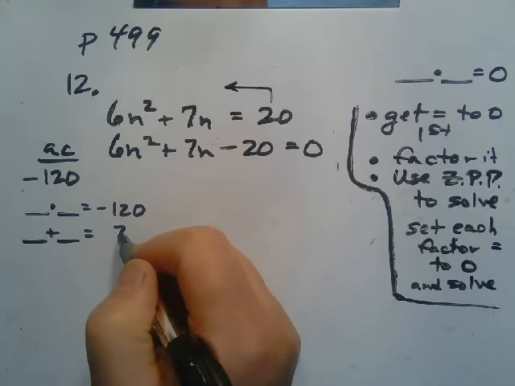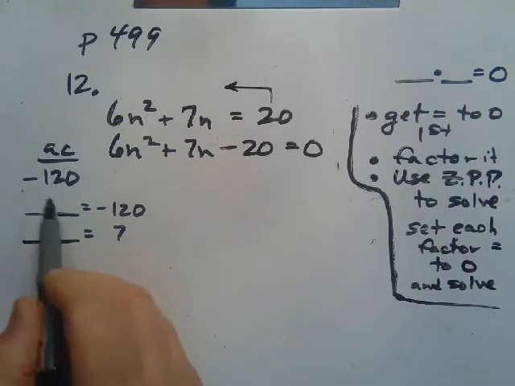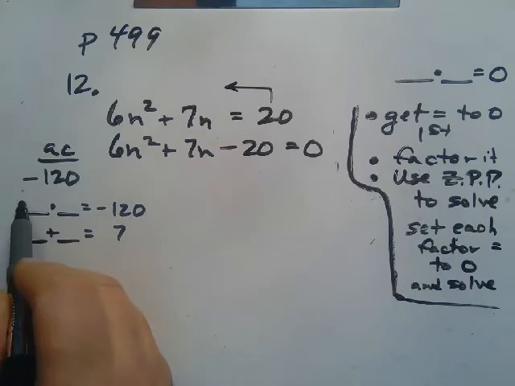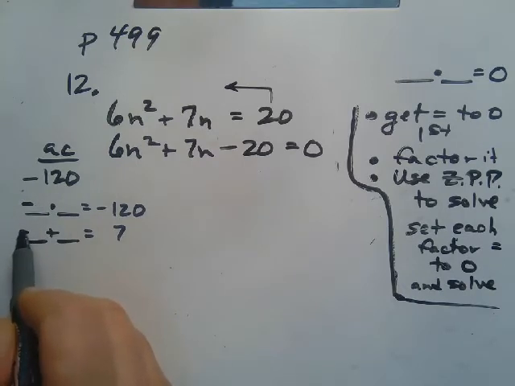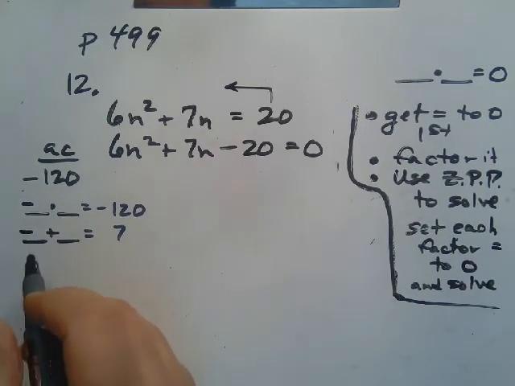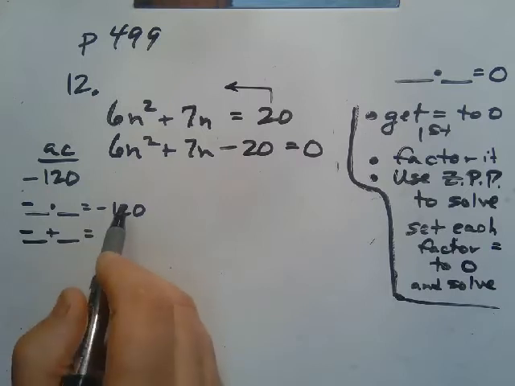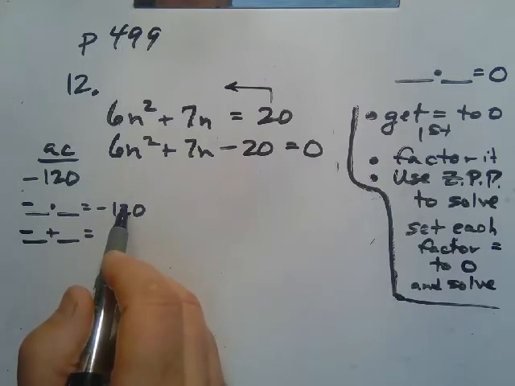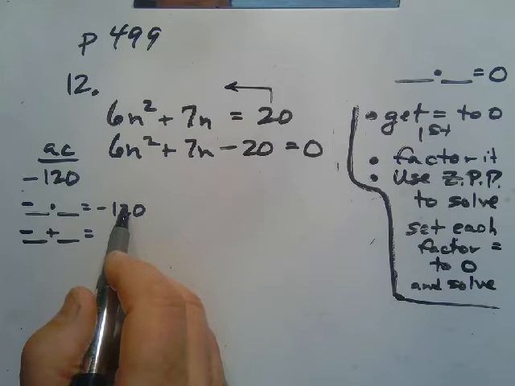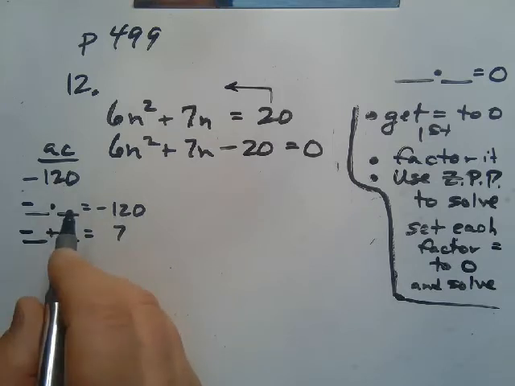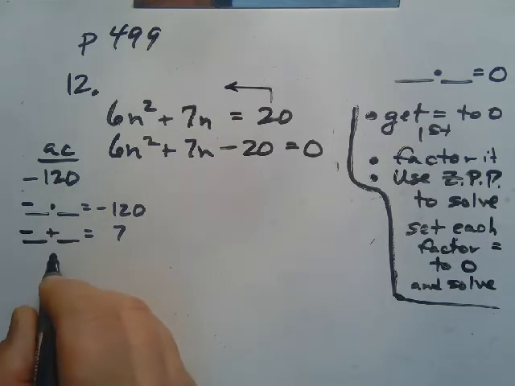Sum is 7. Well, first of all, if their product is negative, then one of these two has to be negative. One of them has to be negative for me to get a negative product. So what are some of the possibilities? Well, I could start with 1, but let's start a little bit higher than that.